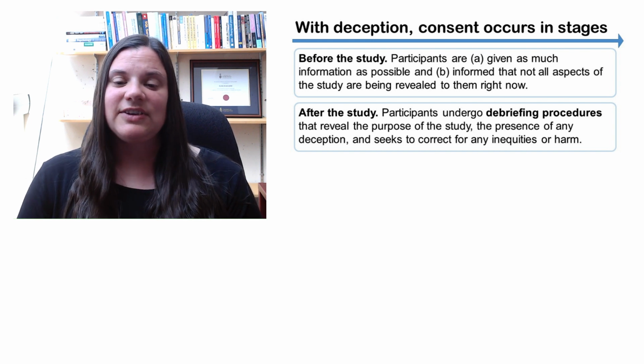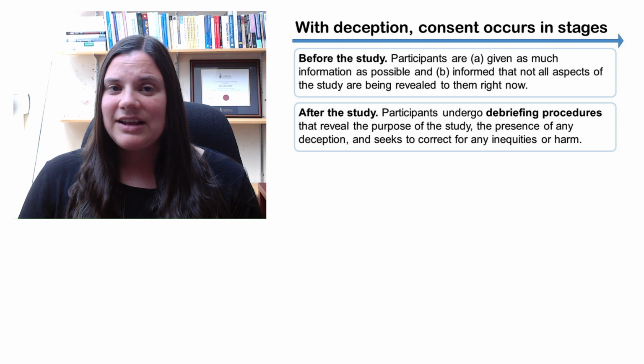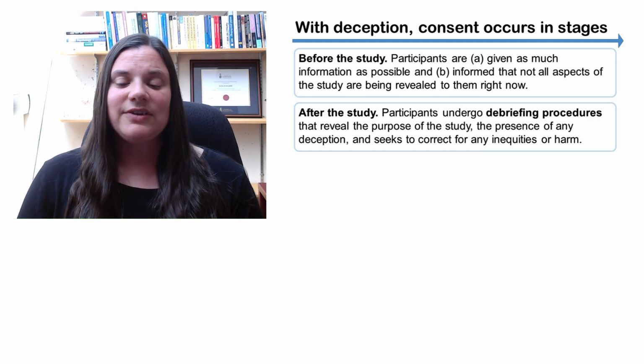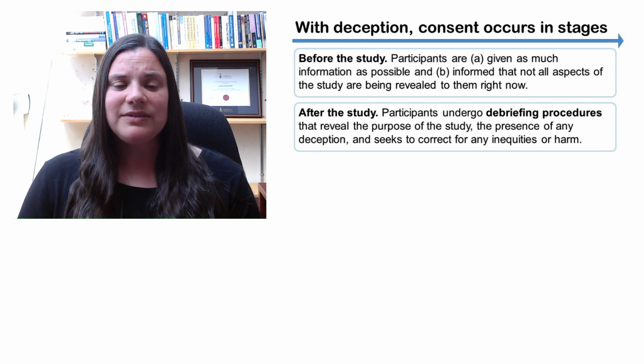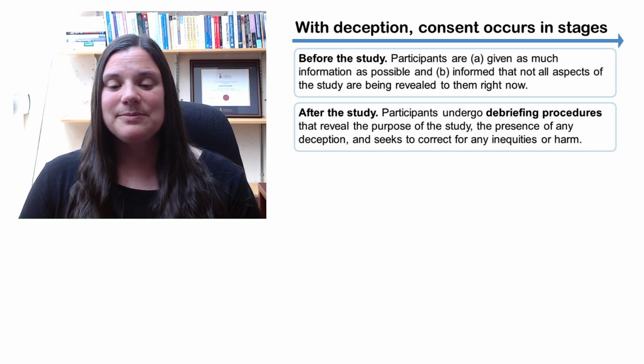Then, at the end of the research study, the participants would go through a debriefing process. Debriefing is the process of informing research participants of the purpose of the study, revealing any deception that did occur, and correcting for any misconceptions that might have resulted as a consequence of that deception.